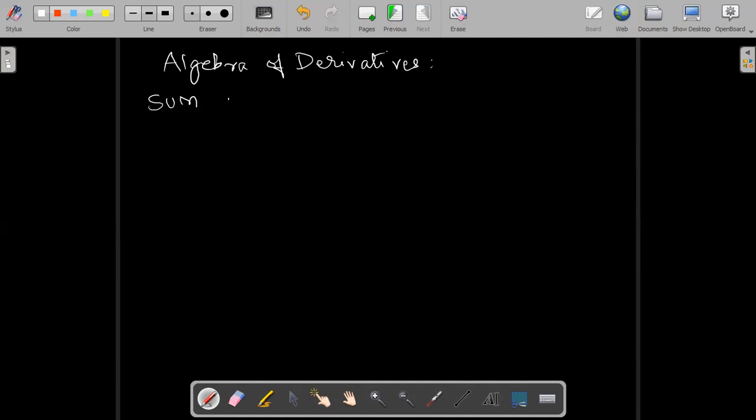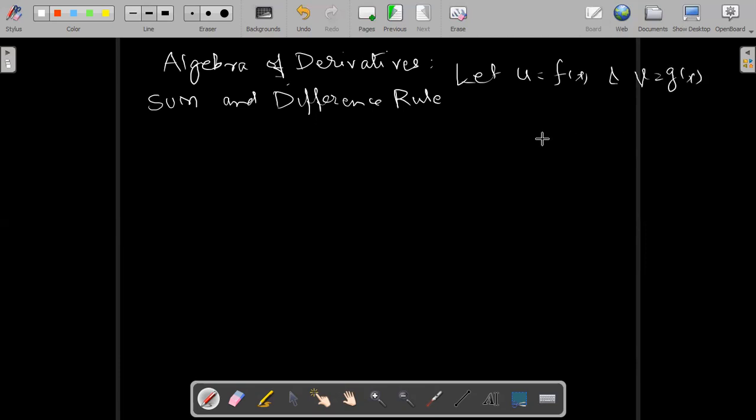So this is the sum and difference rule, you can say. Sum and difference rule means, if you have u and v as functions of x, let u be a function of x and v be another function of x. Both are functions of x.